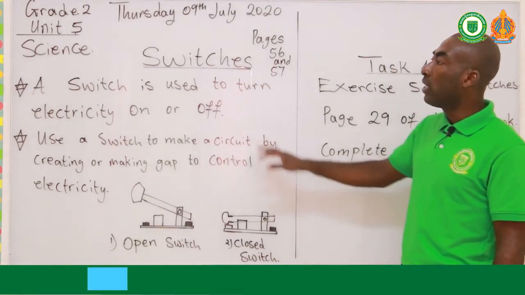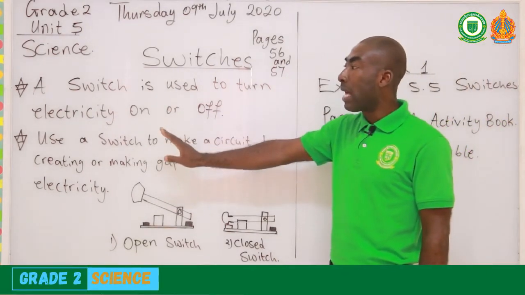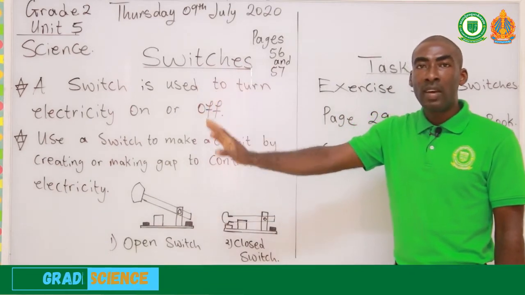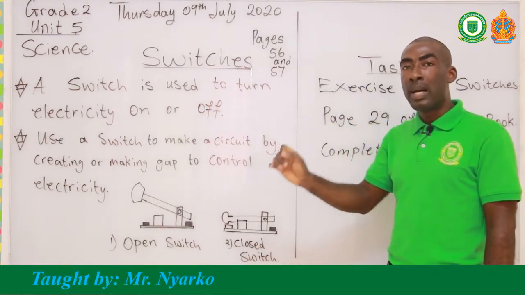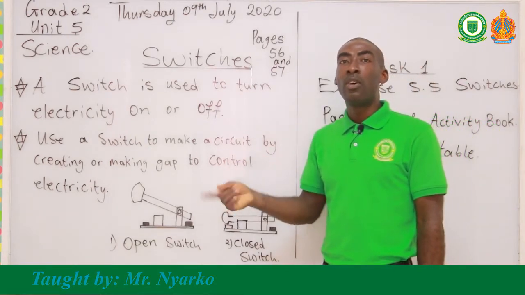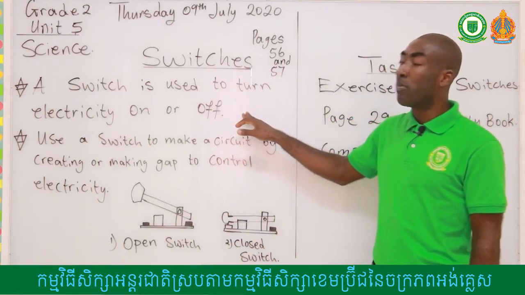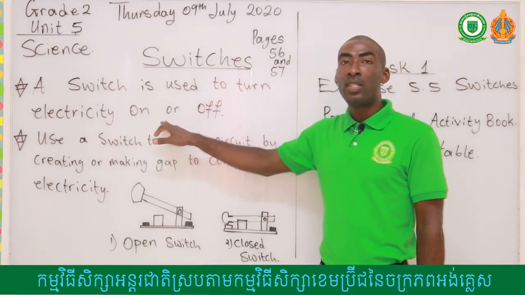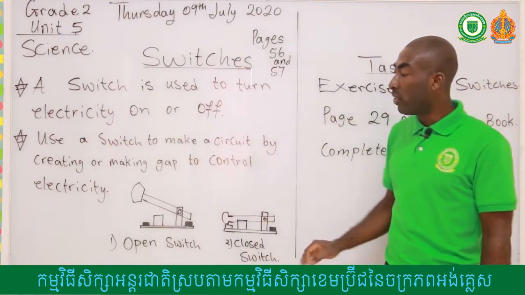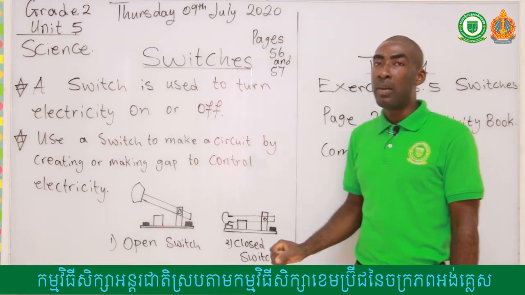So whenever you are pressing your lights, that device on the wall to turn on your lights, or pressing your button on your TV to turn the TV off and on, you should always remember that you are pressing the switch to turn electricity on or off of your device or of your appliance.